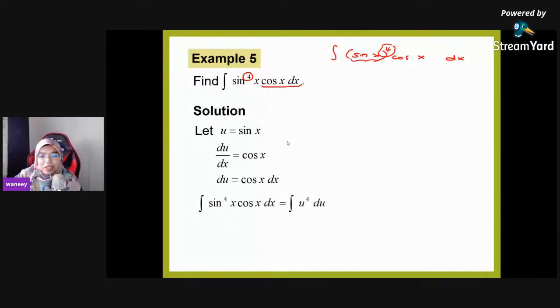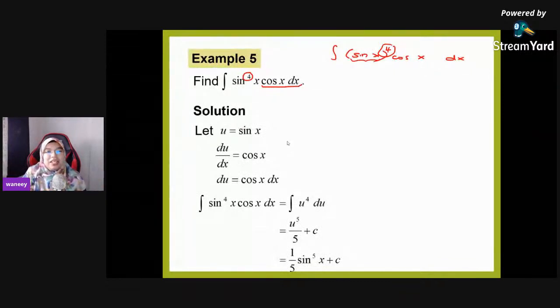Okay, so u^5 over 5, substitute back. What is u? u is sin x. So this is sin to the power of 5 x over 5 plus c. Done. Okay, so now let me show you one thing.